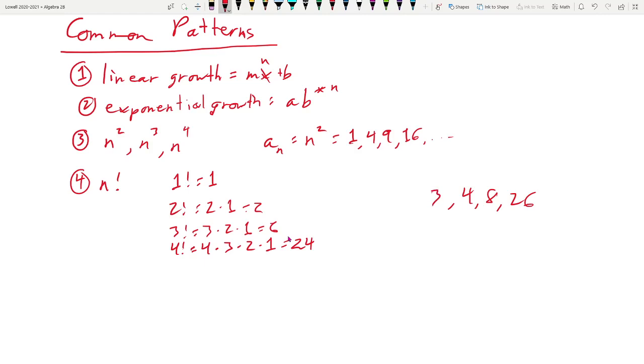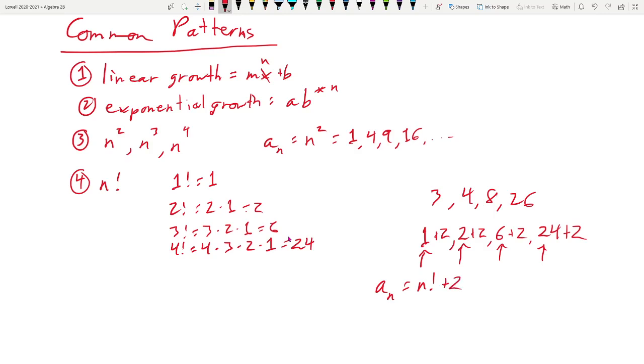You might be able to see it like so, where this is actually just 1 plus 2. This is 2 plus 2. This is 6 plus 2. 26 is 24 plus 2. And so I notice, oh, wait a minute. These are just the factorials, and there's a plus 2 tacked onto the end of it. So really my equation for the nth term would simply be n factorial plus 2.